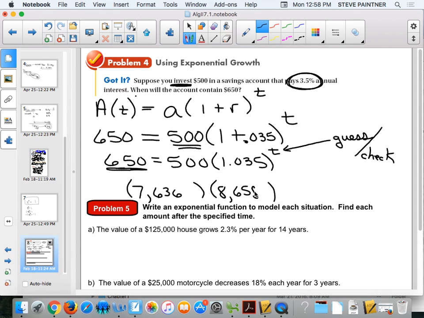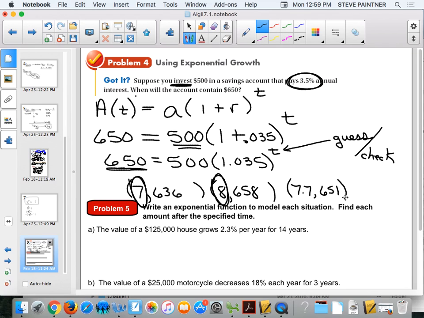658. Okay, too big. Guys, it's between 7 years and 8 years. Now we got to get kind of picky. 7.7. What's that give you? 651. A little too big. I'll go one down now at 640.